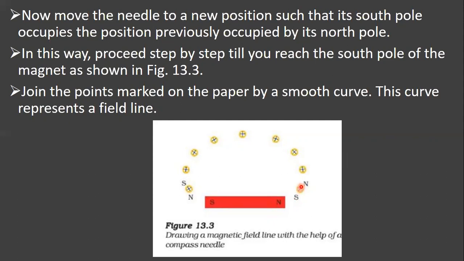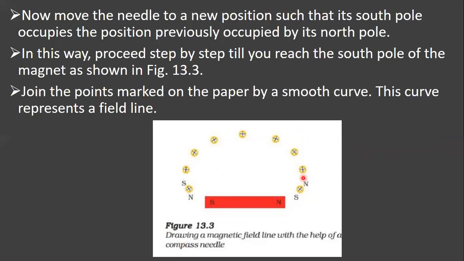Now move the needle to a new position such that its south pole occupies the position previously occupied by its north pole. Means the north pole occupies the position of the south pole, and the south pole occupies the position of the north pole. In this way, you proceed step by step till you reach the south pole of the magnet.